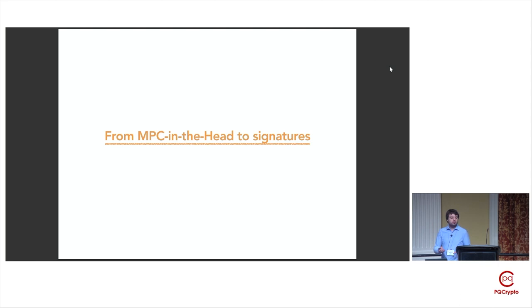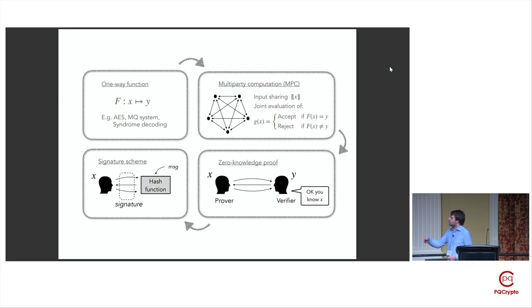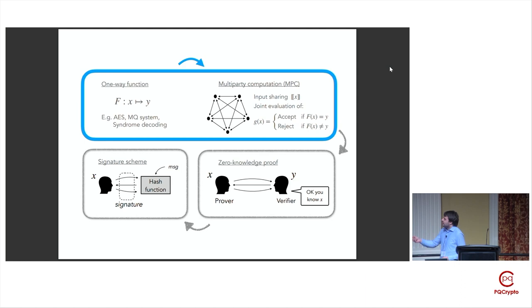So that's it for the generic transformation. Now I will explain how we built signature schemes from it. That is the roadmap I showed previously. I just explained this part. If we start from the beginning, we need to choose a one-way function and build a multiparty computation that we will be able to use in the following.